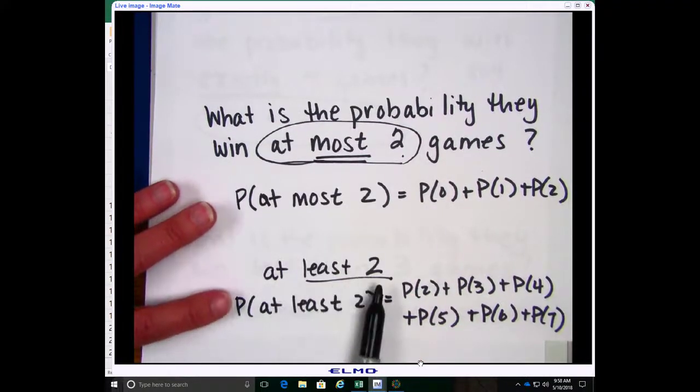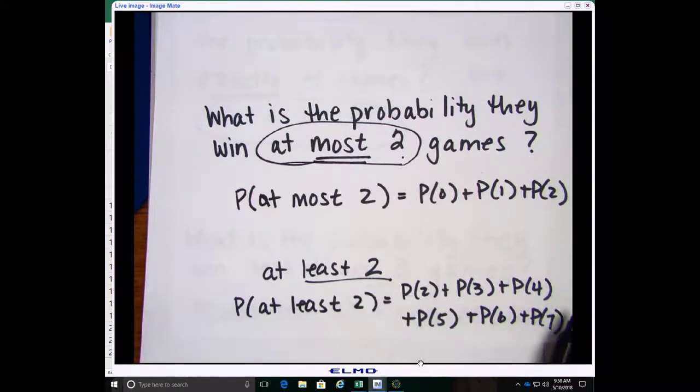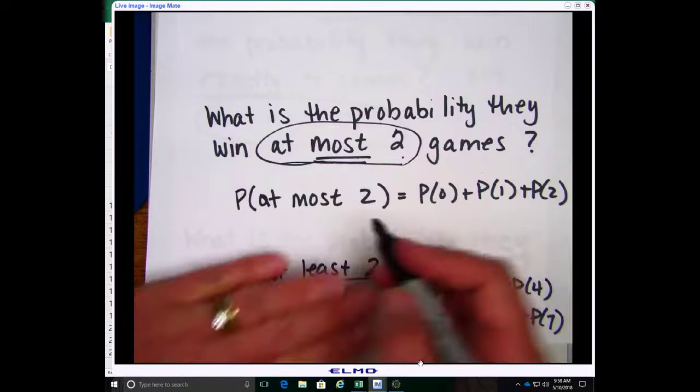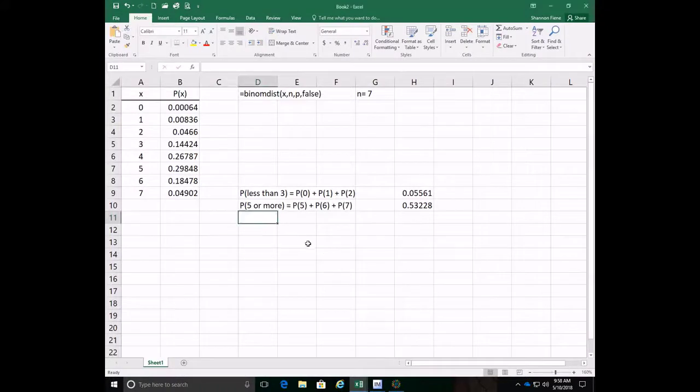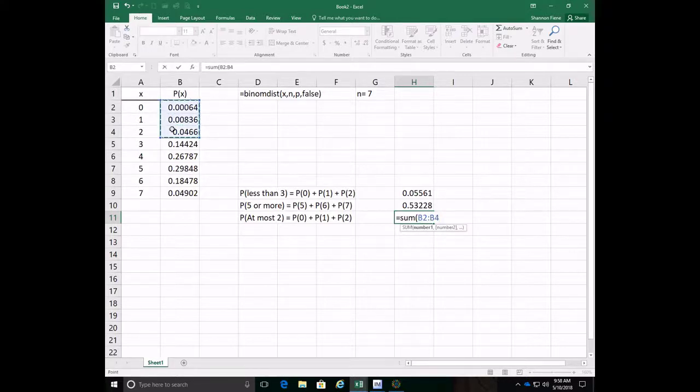So when you see these words, at most, that means it's the most it can be. If you see at least, that's the least it can be, or it can be anything higher. Okay? So this was my original question. This is the one we're going to answer. Probability at most 2. And that's going to equal the sum of 0, 1, 2. And you probably already saw that that's the same thing as saying less than 3. So keep in mind, you can ask the question in different ways to get the same answer.